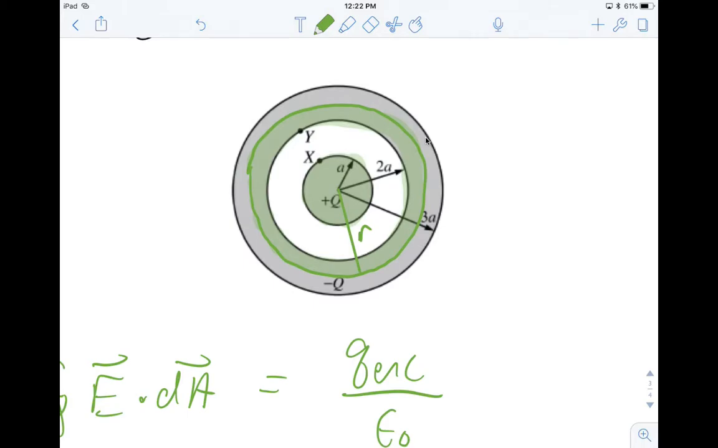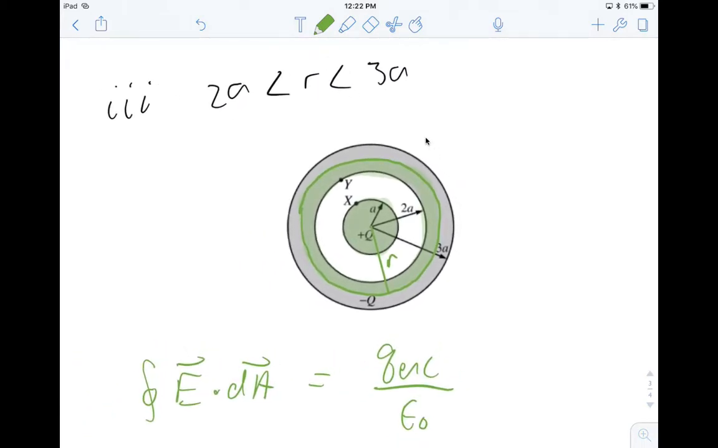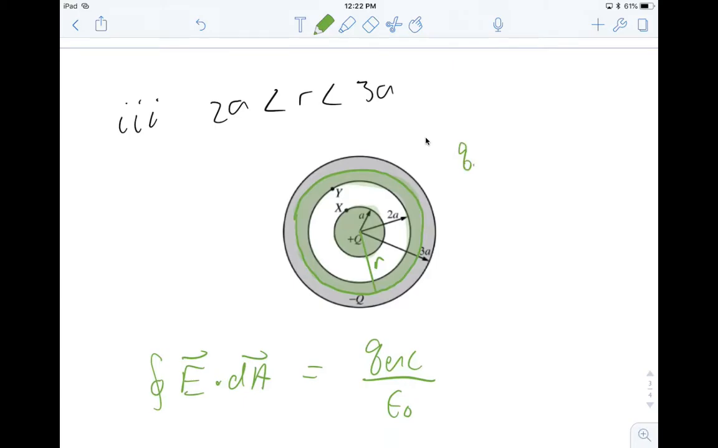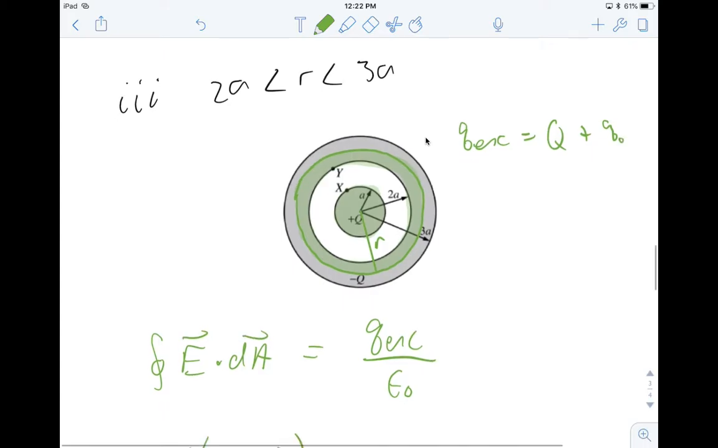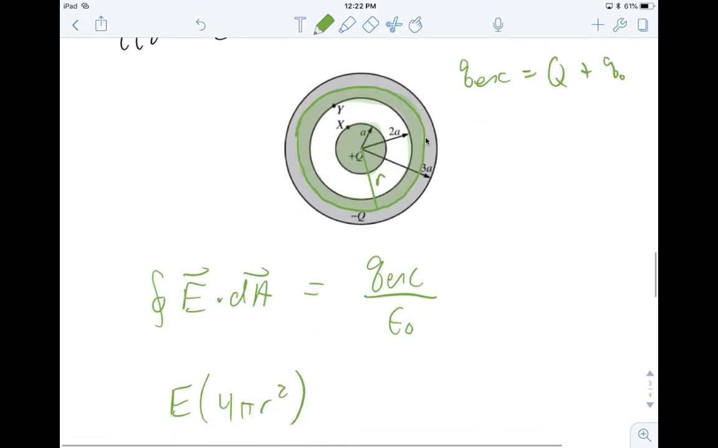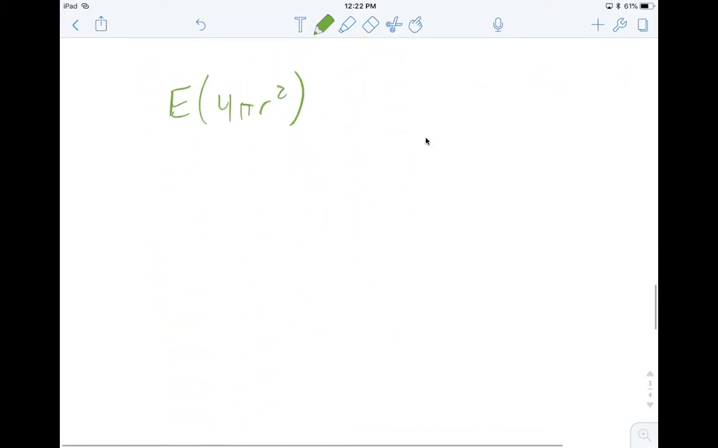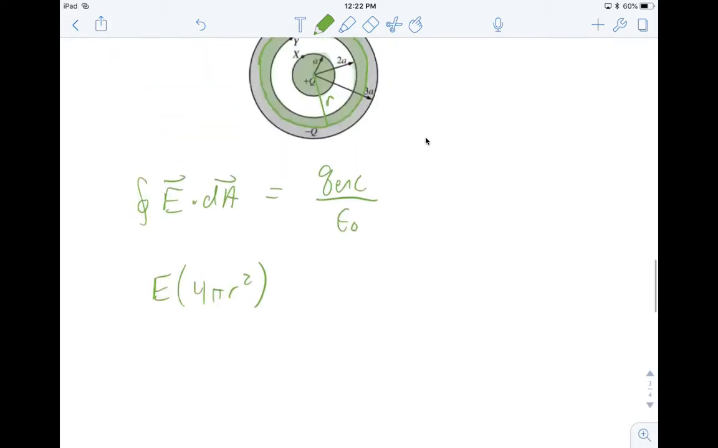So Q enclosed, looking at this picture, should equal all of the positive charge plus some of that negative charge from the outside conductor. We don't know how much that is, so I'll just call it Q outer. We need to figure out what Q outer is.